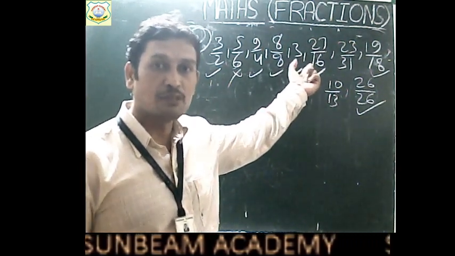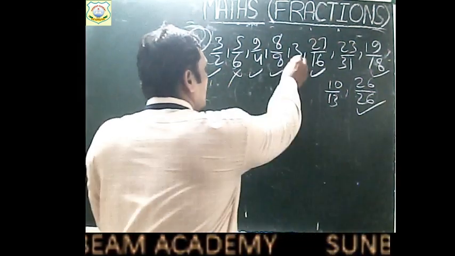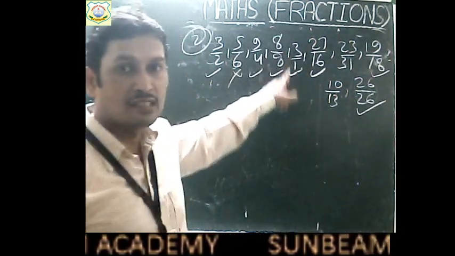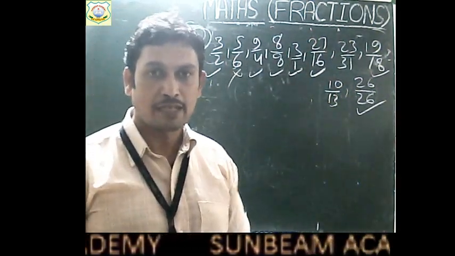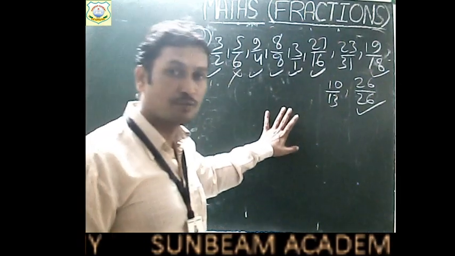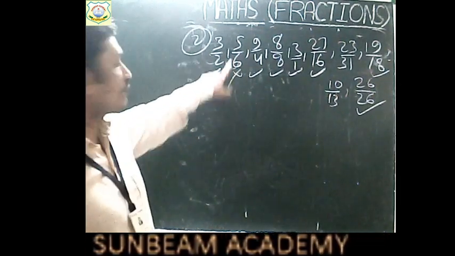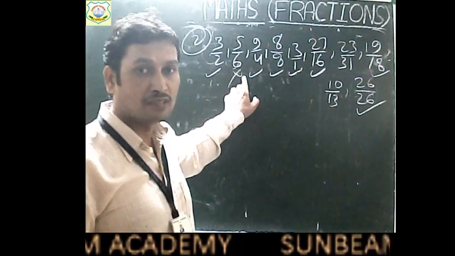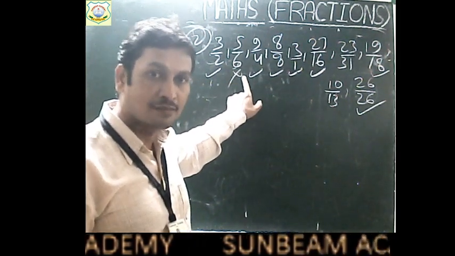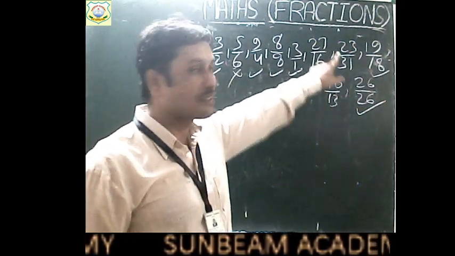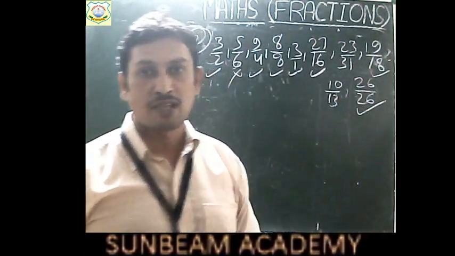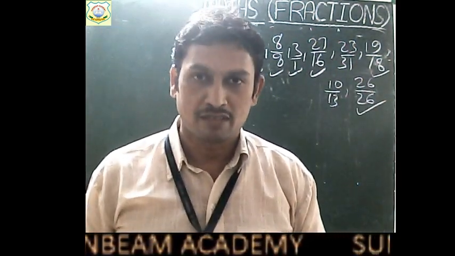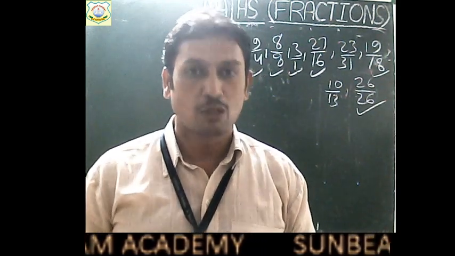So this is also an improper fraction because 3 can be written as 3 by 1. Numerator is greater than denominator, right? So whole numbers are improper. And what about 5 by 6? Numerator is less than denominator, so this is a proper fraction. So we will not write it here. Similarly, 23 by 31 is a proper fraction, so we will not write it here. So I think all of you can solve this question now.